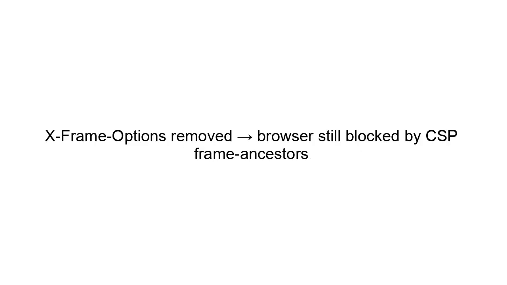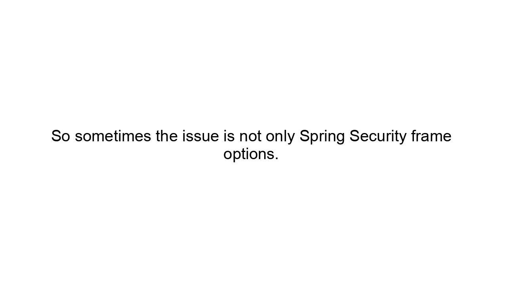Important note about Content Security Policy. Modern applications may also use Content Security Policy with rules like frame-ancestors. Even if X-Frame-Options is disabled, a CSP rule may still block framing. Example concept: X-Frame-Options removed means browser still blocked by CSP frame-ancestors. So sometimes the issue is not only Spring Security frame options.